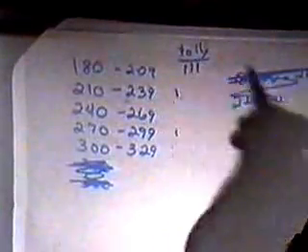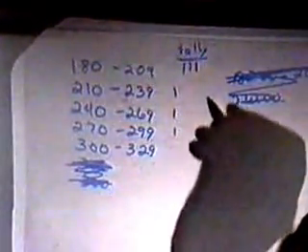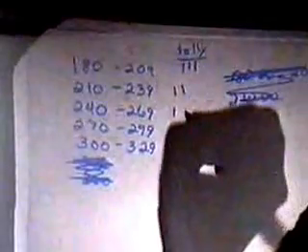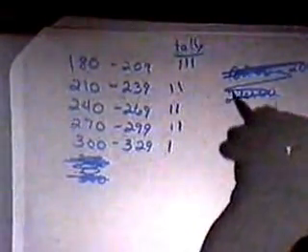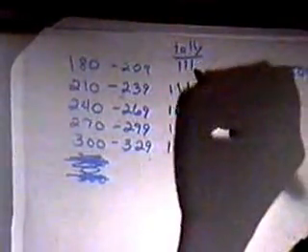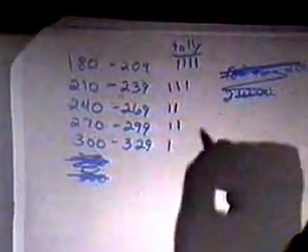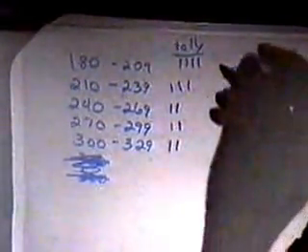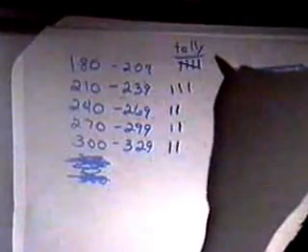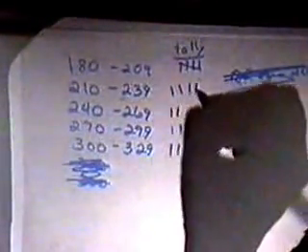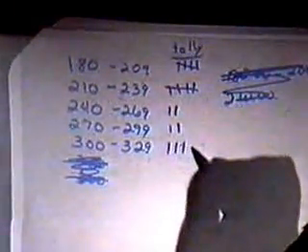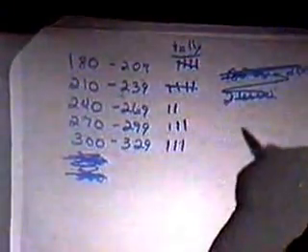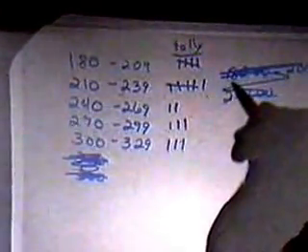185. 250. 225. 245. 325. 285. 210. 205. 320. 190. Told you this was boring, didn't I? 225. 230. 310. 290. 235. And 260.